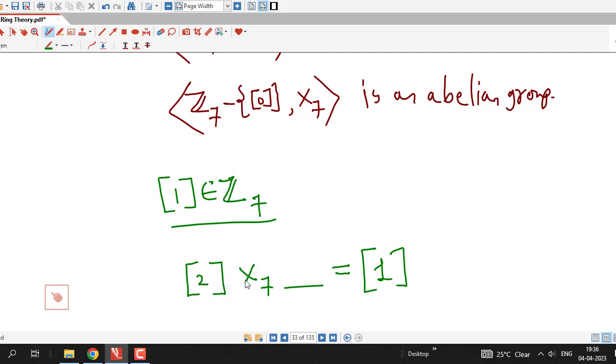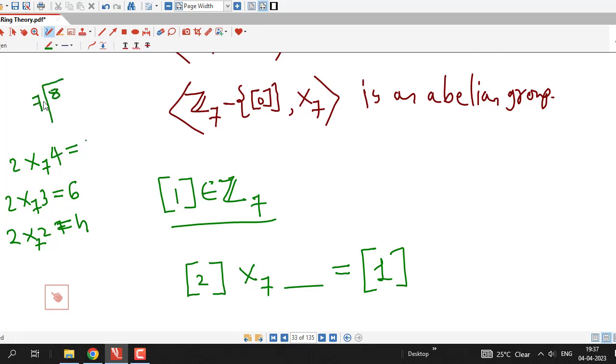Suppose I start with 1, then 2 into 1 is going to be 2. If I start with 2, then 2 multiplication modulo 7 with 2 will be 4, then 2 multiplication modulo 7 applied with 3 is 6, and if I consider 2 multiplication modulo 7 with 4, that is going to be 8, and if we divide 8 by 7, then the remainder is 1. That means the inverse of 2 is 4.